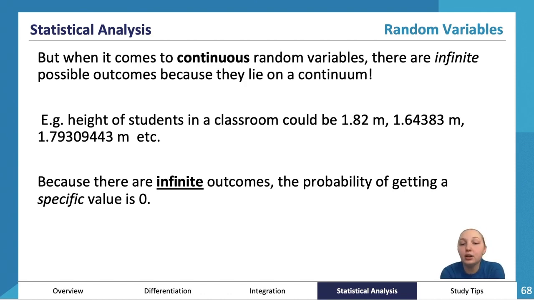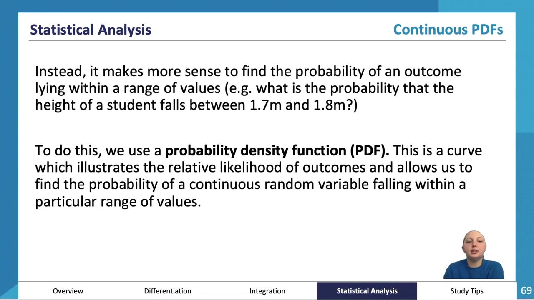Because there are infinite outcomes, this makes it hard to estimate probability, and so the probability of getting a specific value is going to be 0, because there's an infinite number of values you could pick. So when we're looking at these, it makes more sense to find the probability of an outcome lying within a range of values. Rather than trying to find the exact 1.79234767, it makes more sense to think about the probability that the height of a student is between 1.7 and 1.8.